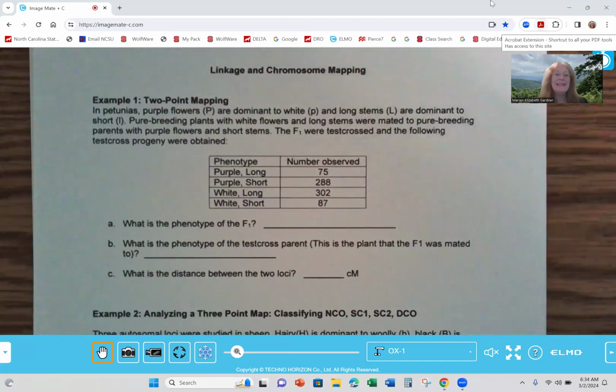Good morning. Today we're going to talk about linkage and chromosome mapping. We will look at 2-point mapping, 3-point mapping, and reverse mapping. Let's start with 2-point mapping.